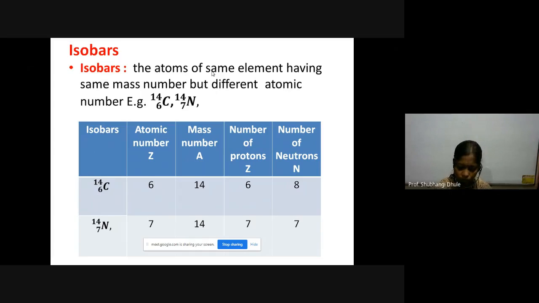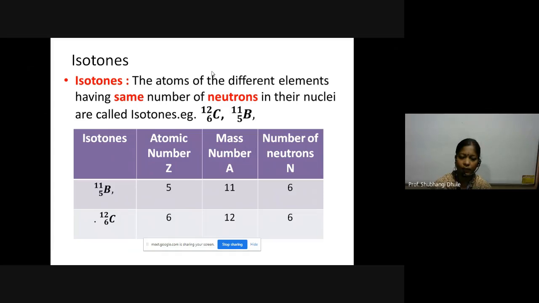Okay, now we'll go to another topic, called isotones. So what are isotones? Isotones are the atoms of different elements having the same number of neutrons. Of course their atomic number is different, because these are atoms of different elements. The atomic number is different, but they have the same number of neutrons. That's why they are called isotones.